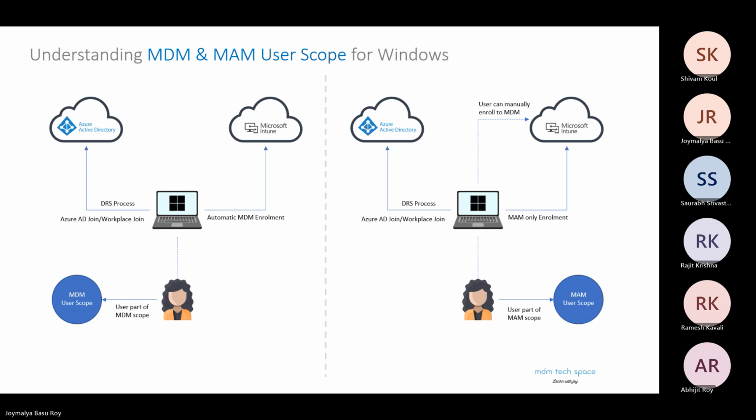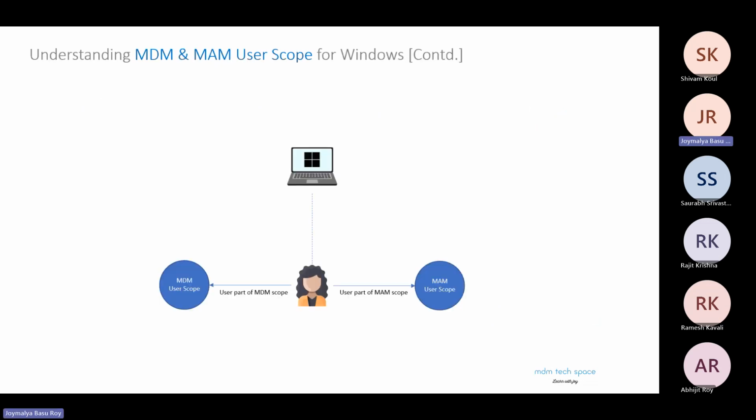So I think this is clear. Yes. On the left side, we have seen what happens when the user is part of the MDM user scope, and on the right side, we have seen what happens when the user is part of the MAM user scope. So now, what happens when the user is part of both?